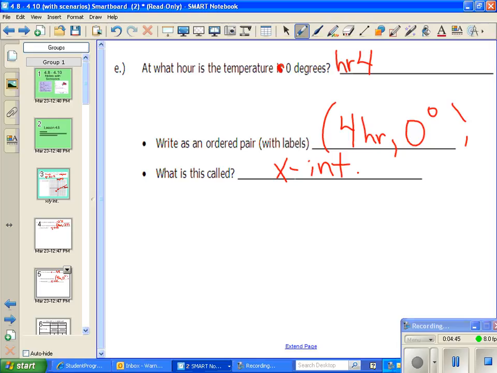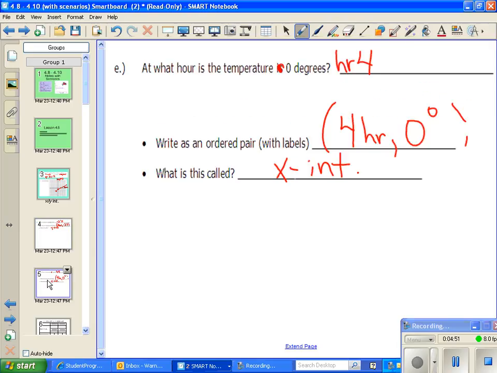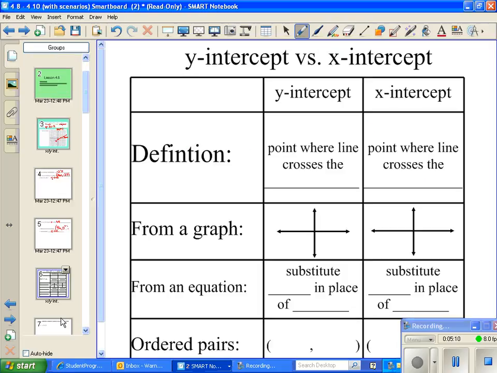Looking at your answers for letter D and E, what's different or the same about the x and y intercept? What's the difference between the two? Lewis? Y-intercept is for x equals 0. Now get this. X-intercept. Okay, very good, right. Awesome. Right. Flip your page.